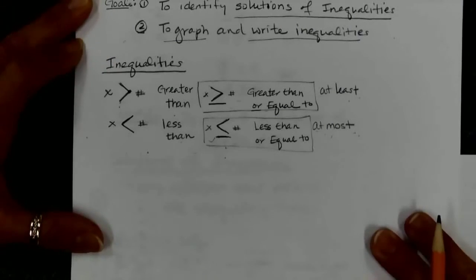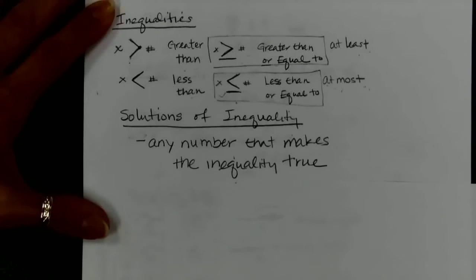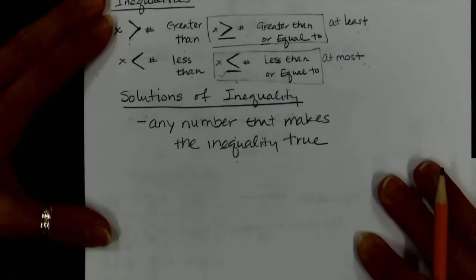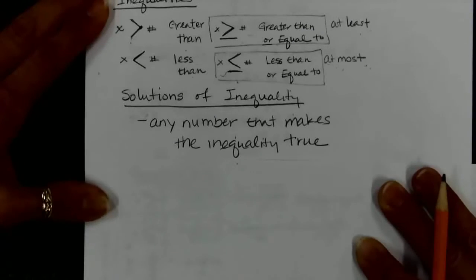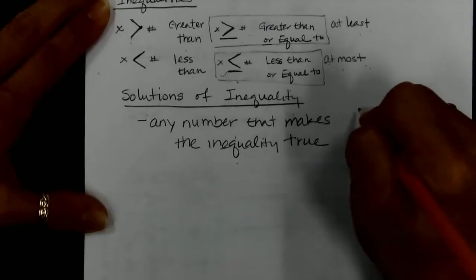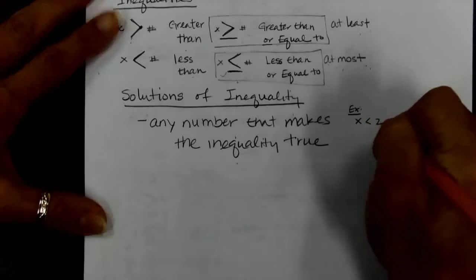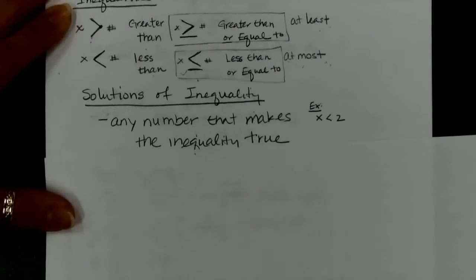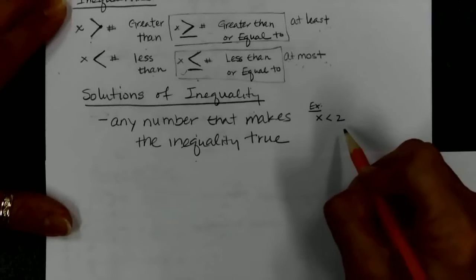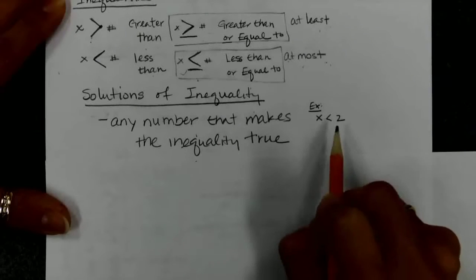Now let's talk about the solutions of the inequality. Solutions are any numbers that would make the inequality true. Okay, so if I had an inequality, x is less than 2, any numbers that would fit this statement and make it true will be a solution to this inequality.